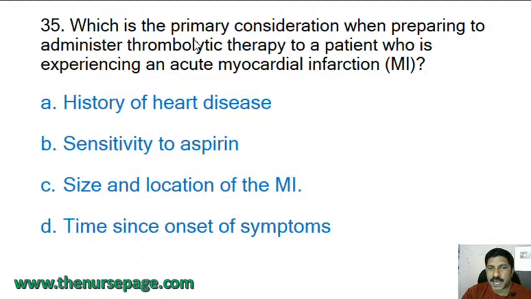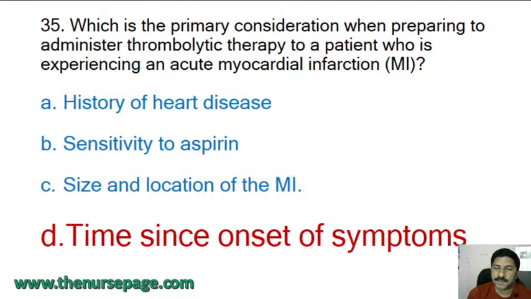Which is the primary consideration when preparing to administer thrombolytic therapy to a patient who is experiencing an acute myocardial infarction? History of heart disease, sensitivity to aspirin, size and location of the MI, or time since onset of symptoms. The clue is door to needle. So we'll check the correct answer. The correct answer is time since onset of symptoms.